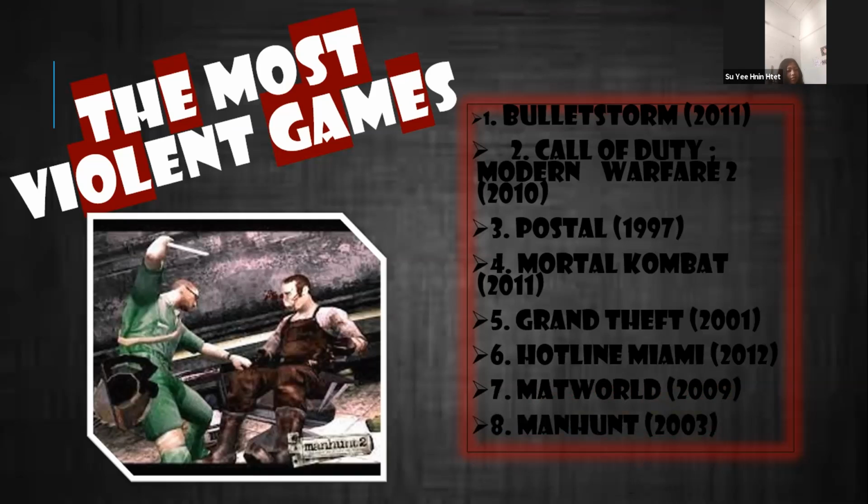Okay, I will tell you about Manhunt. Manhunt 2 was released with an adult-only rating due to the violence. And there is also Postal 2. Postal 2 is the bloodiest game in the world. Oh, this is so scary. And DOOM. DOOM is a 1993 first-person shooter game developed by id Software. So this is all about my presentation, and my lovely friend Punyat will continue.